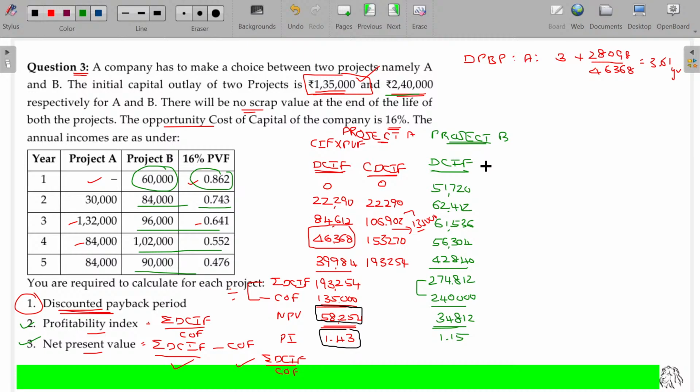Similarly, for project B, you have to find out the cumulative discounted cash inflow. The cumulative discounted cash inflow in this case begins with 51,720.